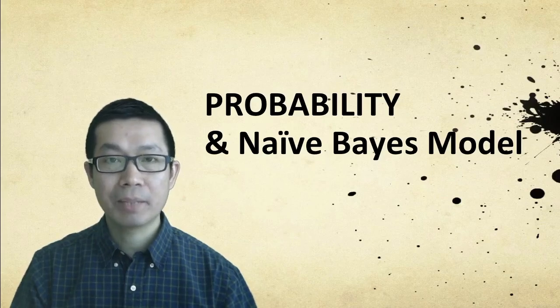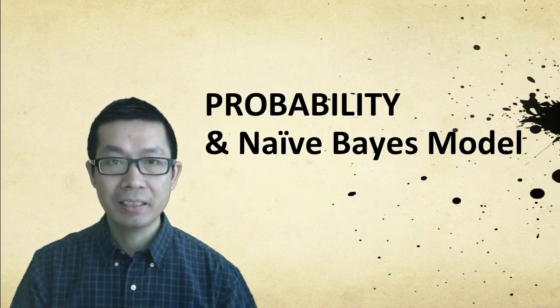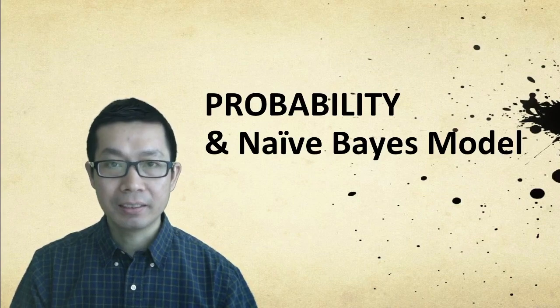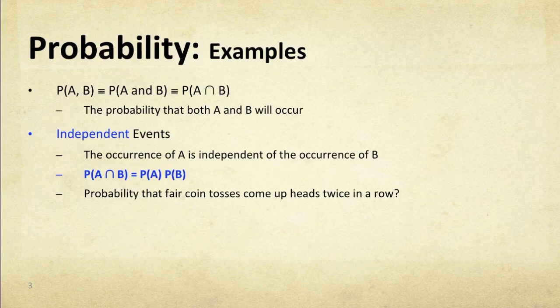Today I would like to talk about a few things on probability and its application on the naive-Bayes classification model. So let's take a look at the joint probability.